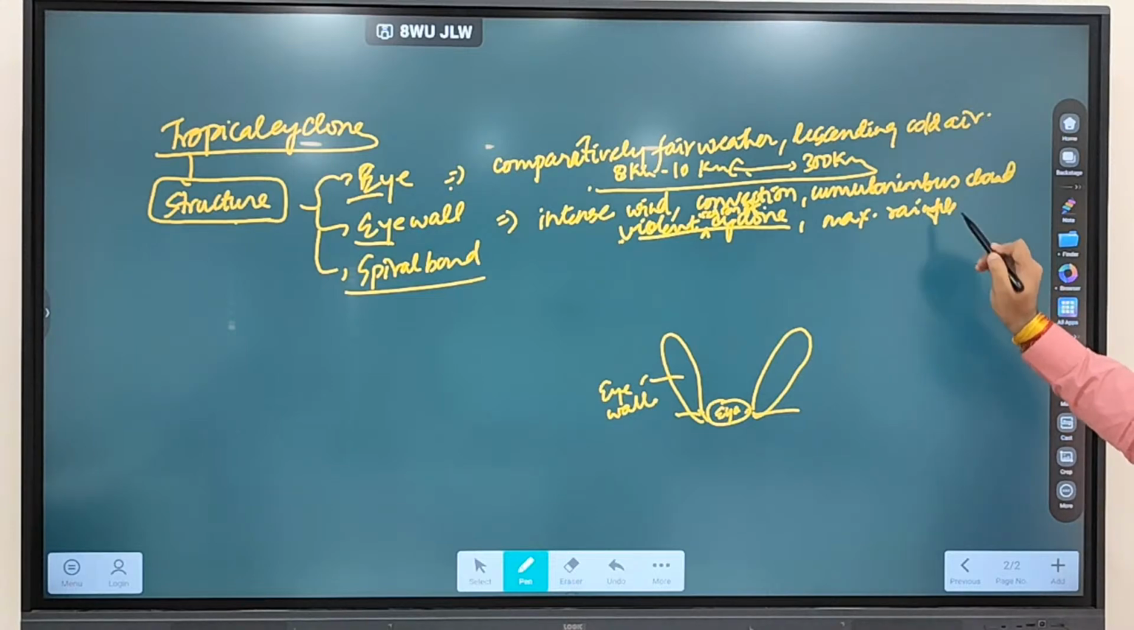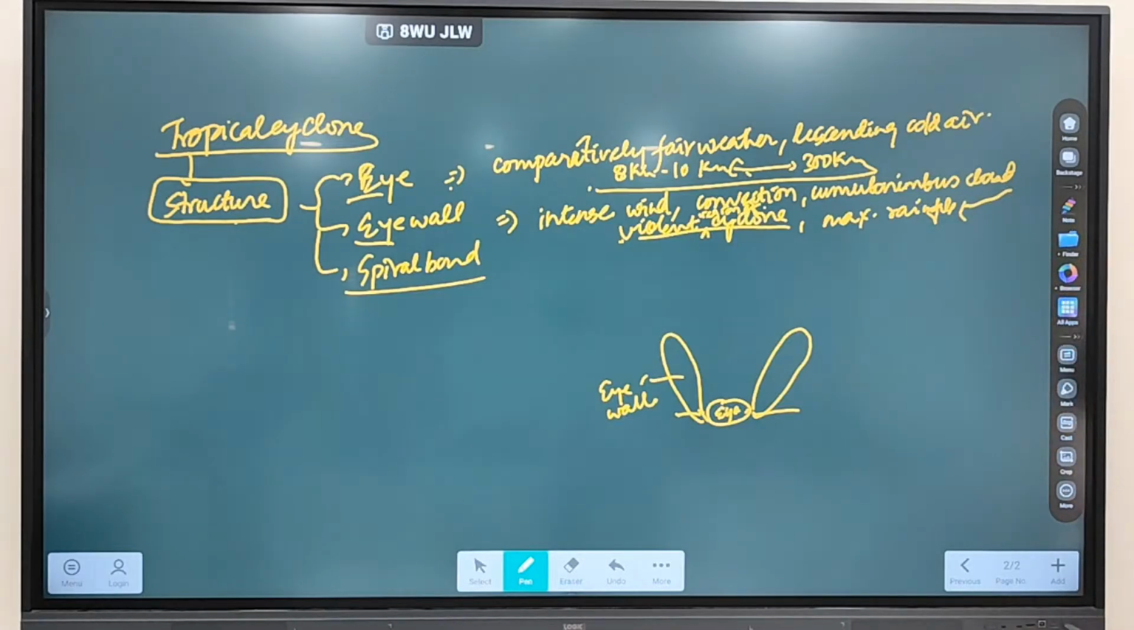Clear? So surrounding the eye region is which region? Surrounding the eye region is the eye wall region. Eye wall region is a zone of intense wind and convection. Which type of clouds are going to be formed? Cumulonimbus type of clouds are going to be formed. You know that cumulonimbus type of cloud will create rainfall. So maximum rainfall occurs in this region. It is the most violent region of a cyclone.